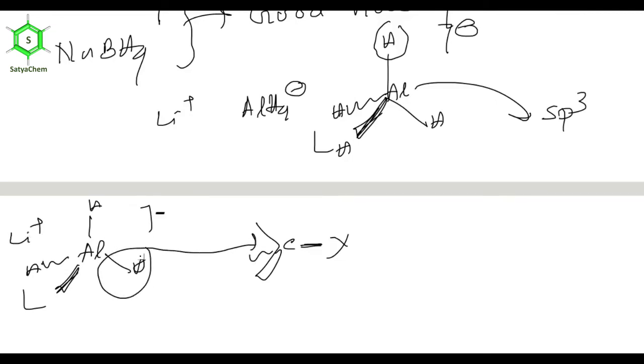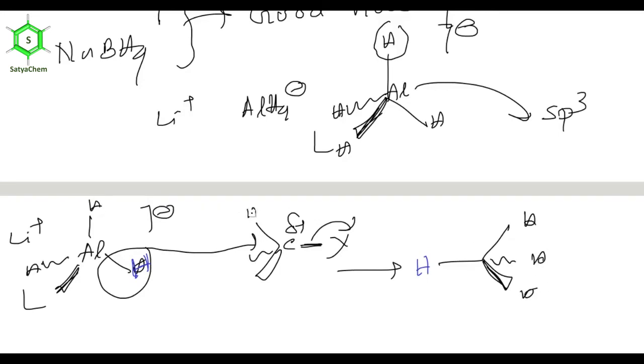See, this hydride from this complex attacks the electrophilic center. Then obviously we are expecting a new bond between hydrogen and carbon. This is a simple SN2 reaction, and it's a very unique process to get the alkane from alkyl halide.